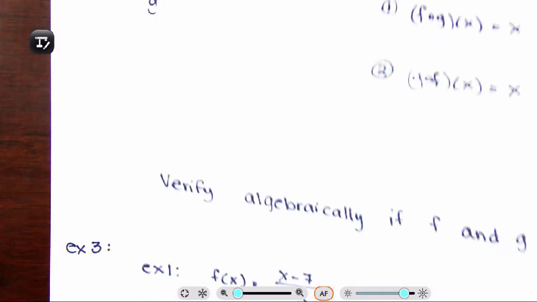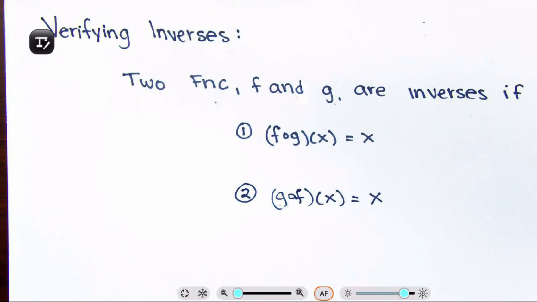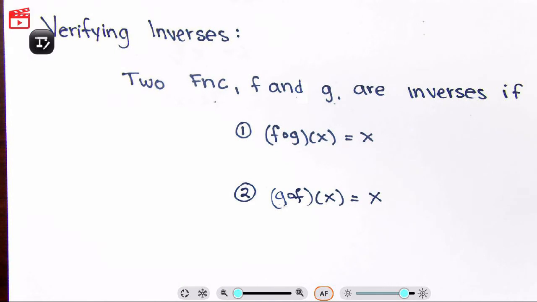Let's go ahead and verify some inverses. So when verifying inverses, the question is going to be, hey, are f of x and g of x inverses? So you have literally a 50-50 shot of getting it right, because you can either say yes, they are inverses, or no, they are not inverses. But what we are working on is the work behind those two answers to see if in fact they are inverses or in fact they're not.